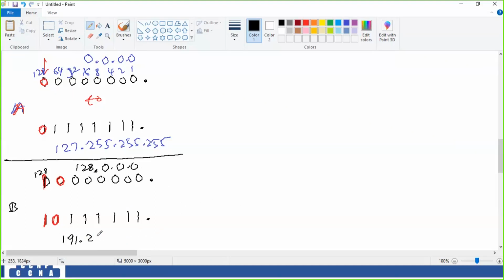128.0.0.0 to 191.255.255.255 maximum. This is the total range of Class B. Is it clear now? So similarly, you calculate and tell me the answers for the Class C range, Class D range, and Class E range. Do it fast.